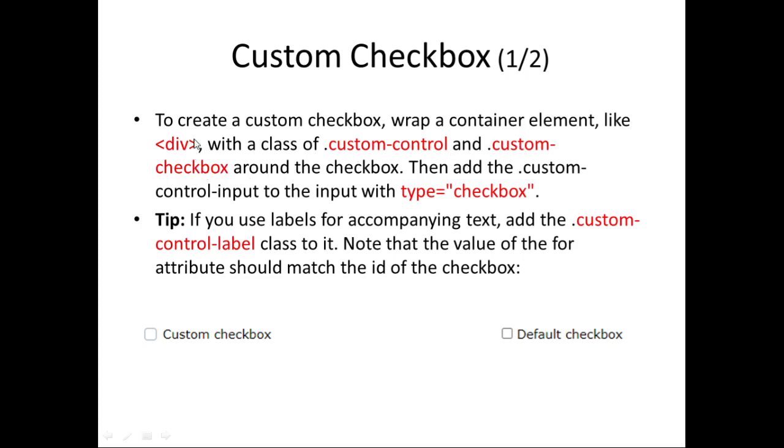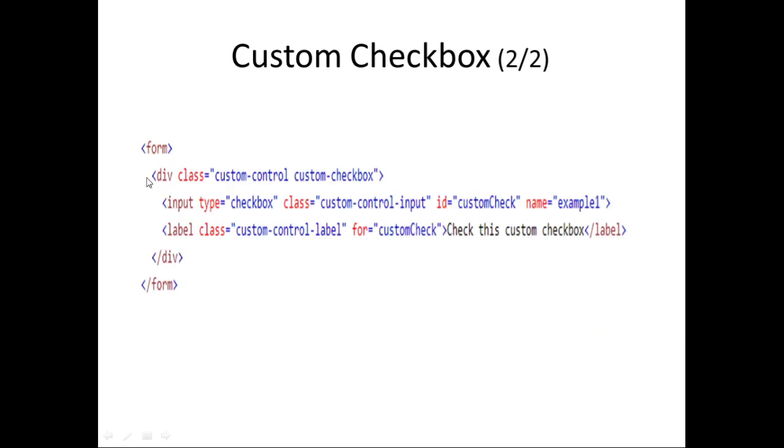So again, we have the division with the classes custom-control and custom-checkbox, and inside it will be our input with the class custom-control-input and the type equals checkbox. So here's the code. Then you can provide the ID and the name. And if you use a label, you use the class custom-control-label, and the for attribute should match the ID of the input. So check this custom checkbox. That is our code.